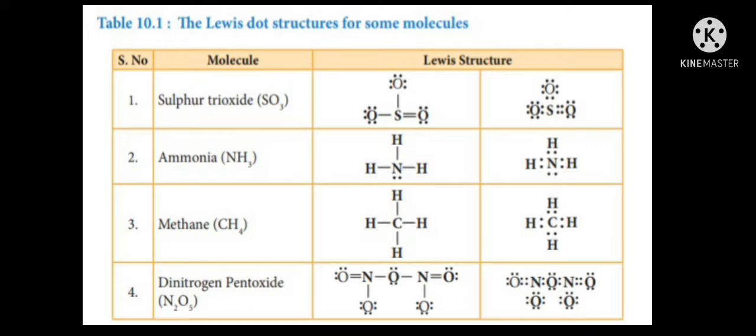Similarly, the Lewis dot structures for some molecules are given here. The molecules are sulfur trioxide with the formula SO3, ammonia with the formula NH3, methane with the formula CH4, and dinitrogen pentoxide with the formula N2O5.